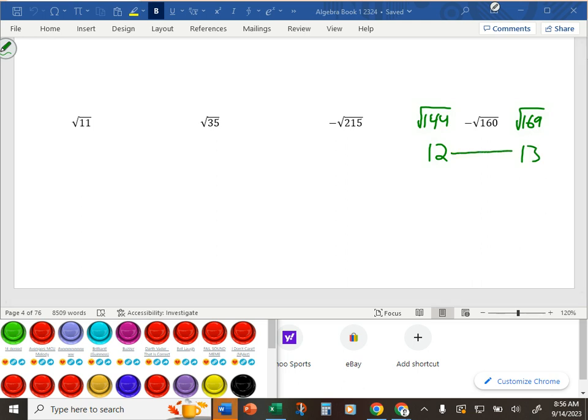So again, thinking of all those numbers between 12 and 13, 12.5 being in the middle, which side is it going to be closer to? Closer to 13 or closer to 12? 13, right? Because 160 is closer to 169, therefore it's going to be closer to 13.